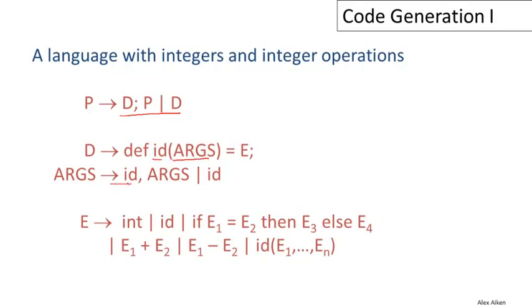The function takes a list of arguments, which are just identifiers, and the function has an expression, which is the body of the function. And what can function bodies look like? Well, the expressions can be integers, identifiers, if then else, and the only predicate that we're going to allow is an equality test between integers, and then sums of expressions, differences of expressions, and function calls.